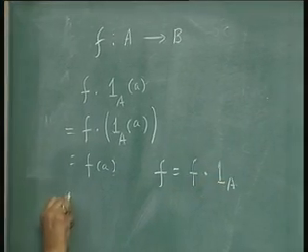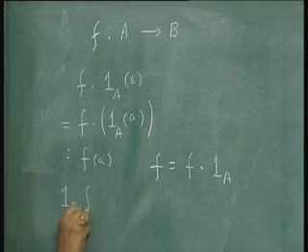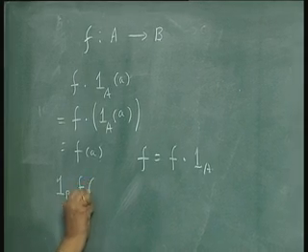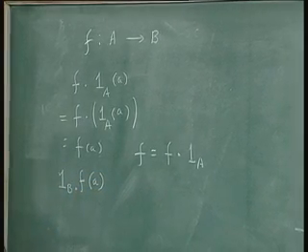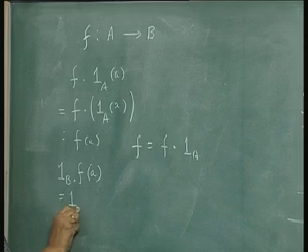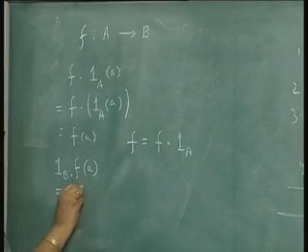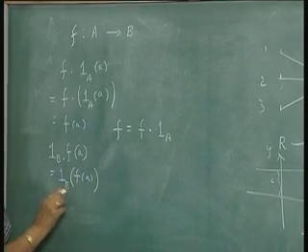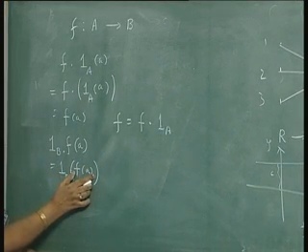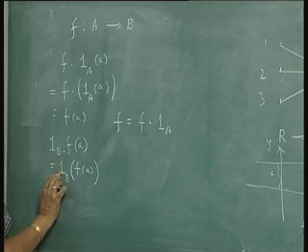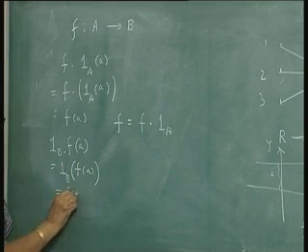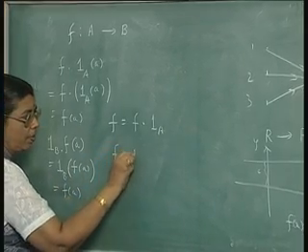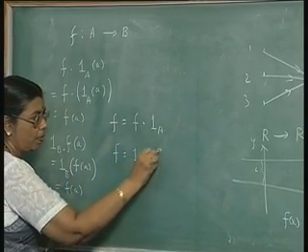Now, what can you say about 1B composed with f, the composite function? 1B composed with f of a will be 1B of f of a. But f of a is an element in B, and any element in B is mapped onto itself by 1B. So, this will be f of a. So, you can also see that f is equal to 1B composed with f.